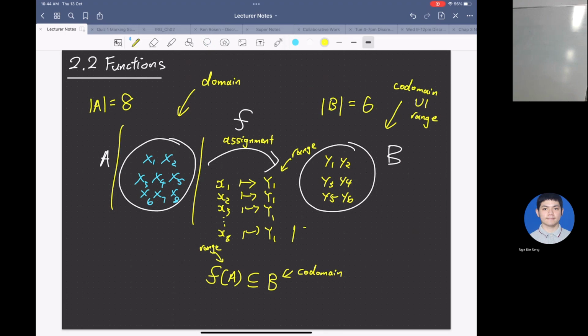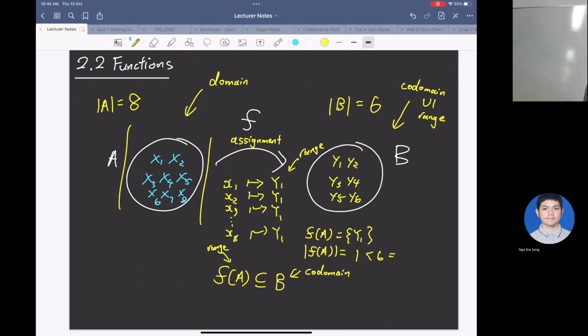So the cardinality of my range is what? The set of my range is just y1. So the cardinality of my range is 1, which is less than 6, less than the cardinality of B. Okay, this one is just some motivation for the next chapter, and we will make this precise next time.